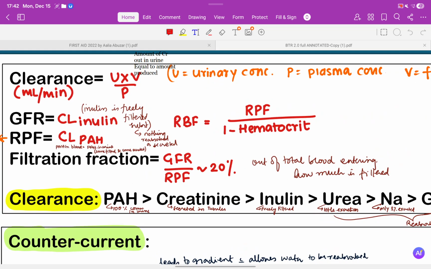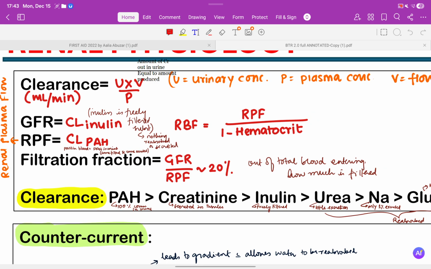Then we have filtration fraction. Filtration fraction is equal to GFR upon renal plasma flow, and it's almost 20%. So out of total blood entering, how much is filtered, right? GFR is the filtrate, renal plasma flow is the flow of the blood. Out of total blood entering, how much is filtered is almost 20% in the normal condition.